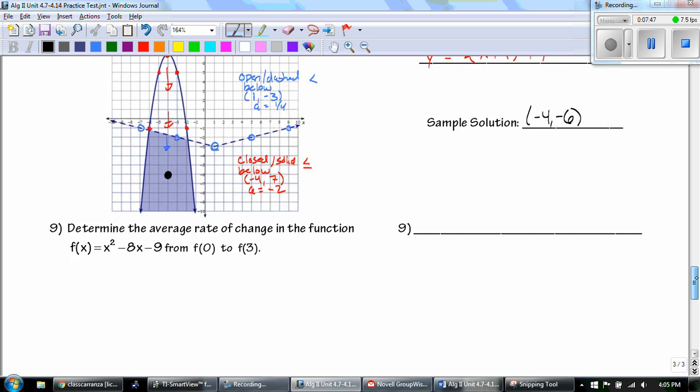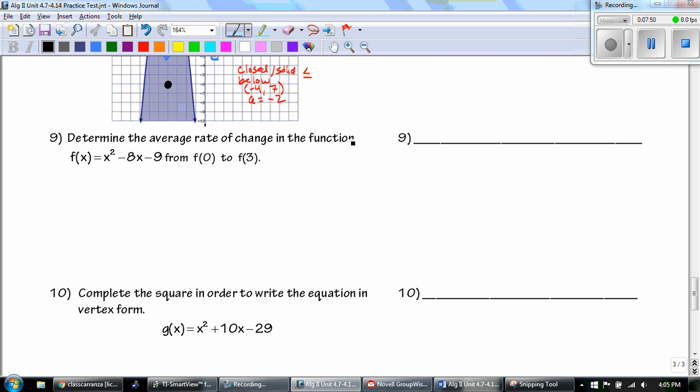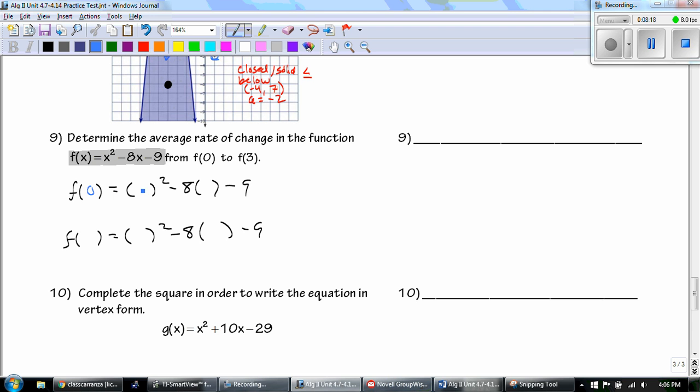Okay. Now, determine the average rate of change in the function f of x equals x squared minus 8x minus 9 from 0 to 3. So what that means is I'm going to take this f of x and I need to plug in 2 points, or 2 values. One time I need to plug in 0, and the other time I need to plug in 3. And tell me what the answer is.